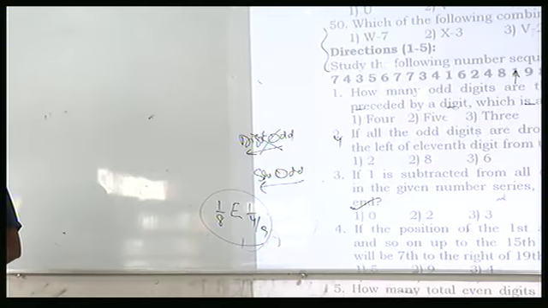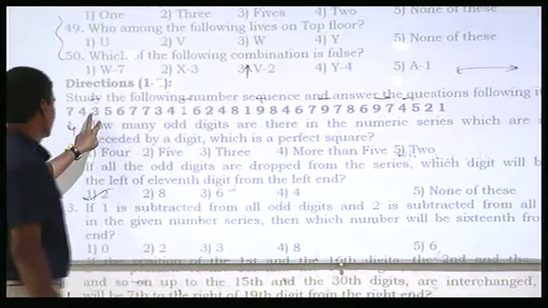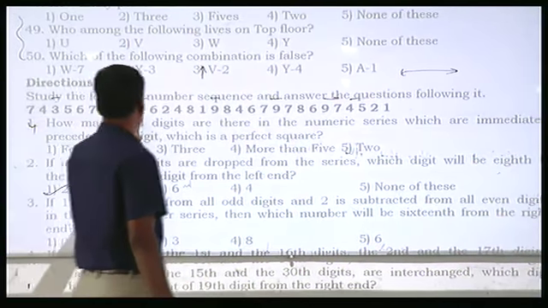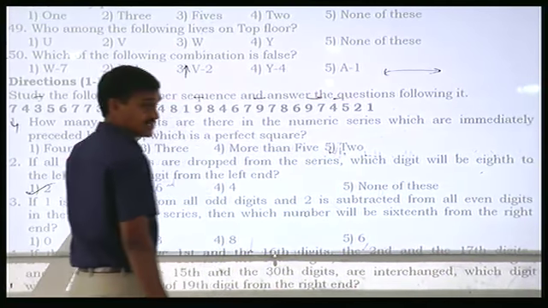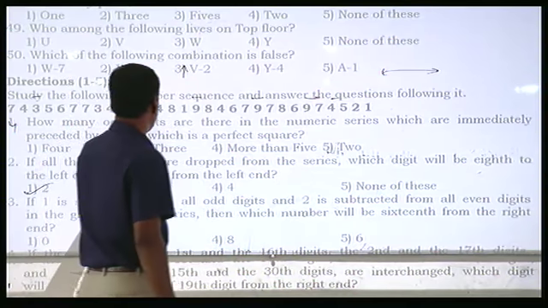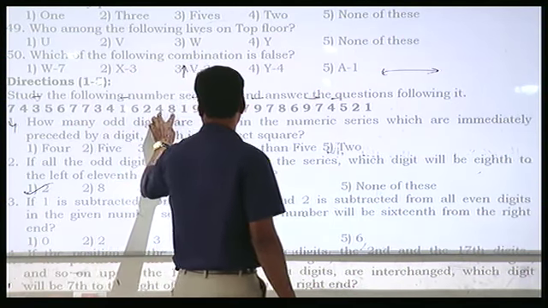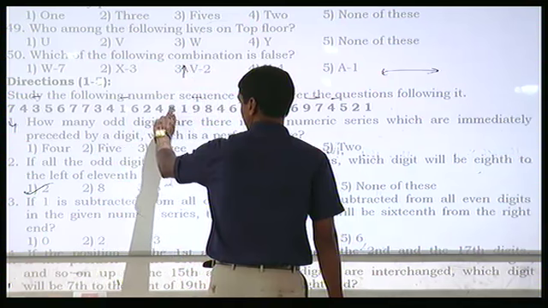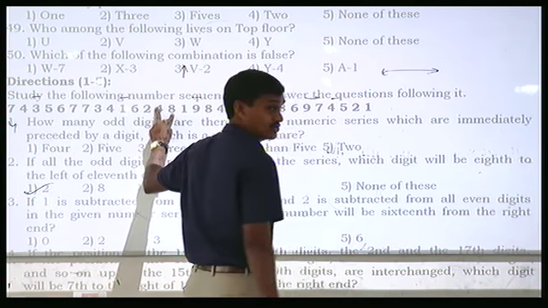Now even preceded by 1, 8 and 1, 4, 9. This is even, this is even, this is even, this is even. Even preceded by 1 but not followed by a square. Next one, even, even, even. Whatever this even, preceded by a square but not by a cube.